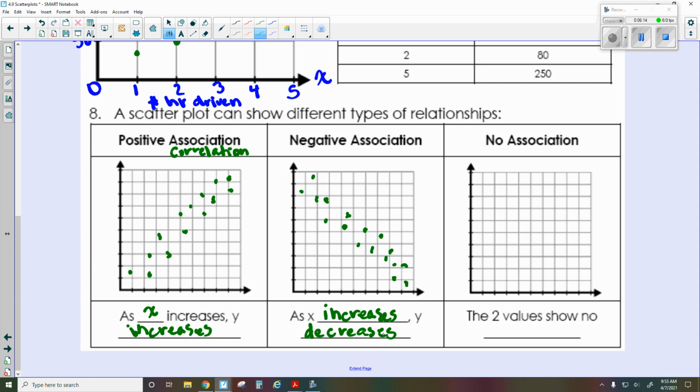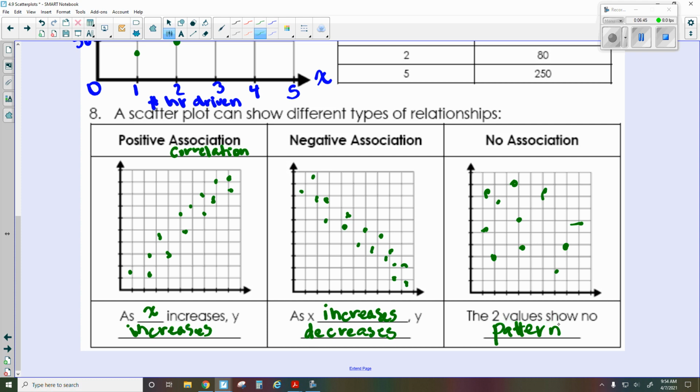All right, so when there's no association with your two variables, you're just going to have ordered pairs just randomly there like this. So there's no correlation here. These two variables, your X and your Y, there's no relationship. Okay, so two values show no pattern, which means there's no relationship there.